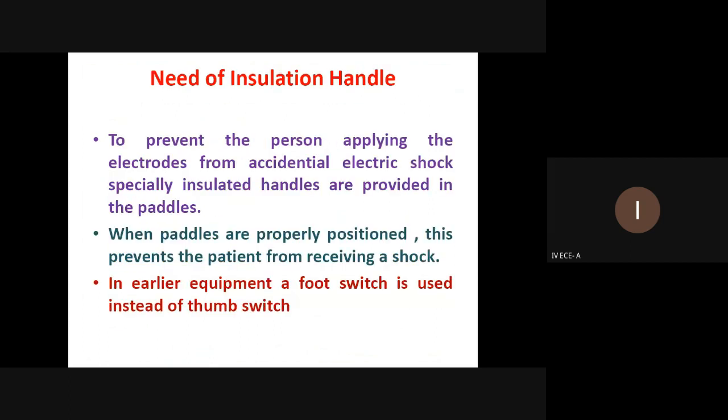What is the need of the insulated handle? It prevents the person applying the electrodes from accidental electric shock. Specially insulated handles are provided in the paddles. When the paddles are properly positioned, this prevents the patient from receiving a shock.